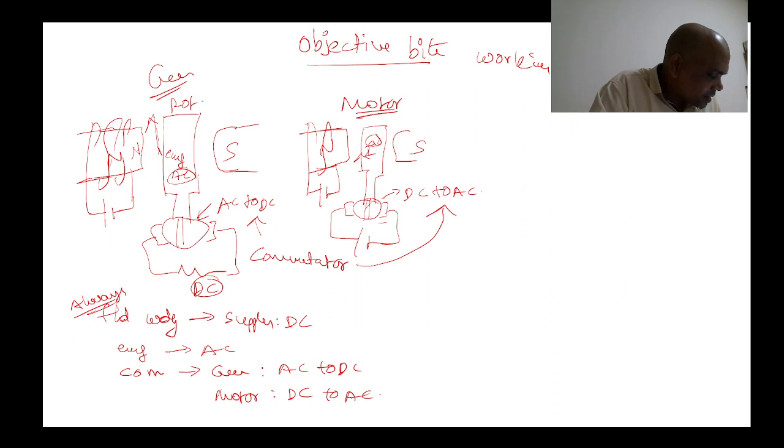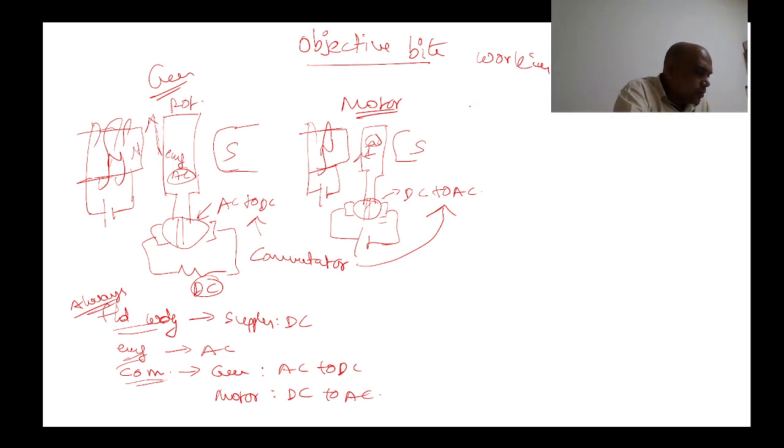So these are the working principles of generator and motor. These are the important bits. In the field winding, you always give DC supply. The EMF induced in the coil is always AC. Commutator function: in a generator, it converts from AC to DC; in a motor, it converts from DC to AC.